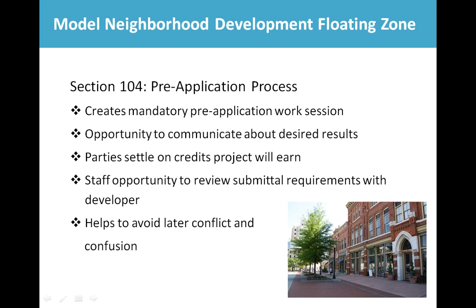Oh, there we go. Section 104. Section 104 just creates a pre-application process, and within that, any developer interested in submitting an application under the floating zone would meet with the local planner and other appropriate economic development and code enforcement staff in a mandatory work session. And this creates all sorts of opportunities to communicate about the desired results. The parties will take this time to settle on the credits the project is going to earn, and it helps avoid a lot of later conflict and confusion with the project.